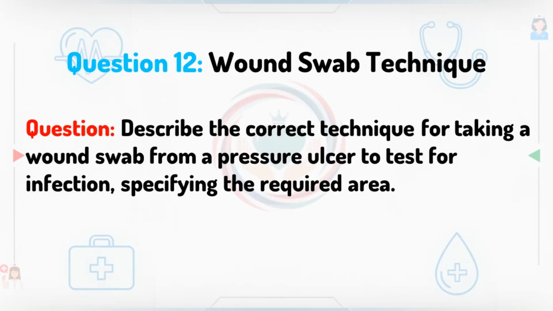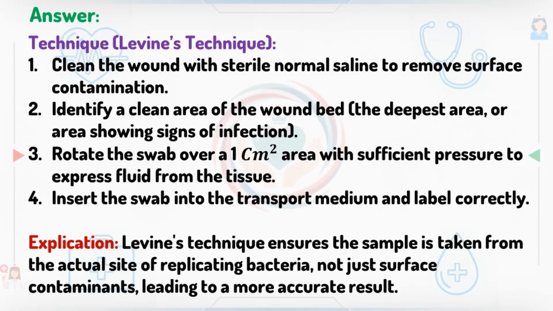Question 12. Wound swab technique. Question. Describe the correct technique for taking a wound swab from a pressure ulcer to test for infection, specifying the required area. Technique, Levine's technique.